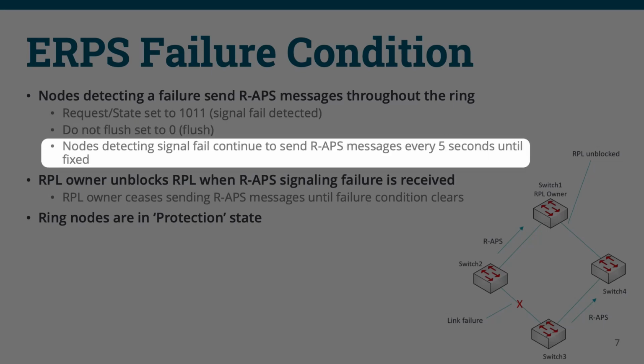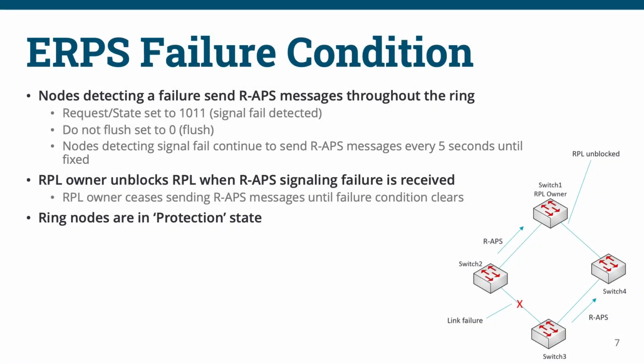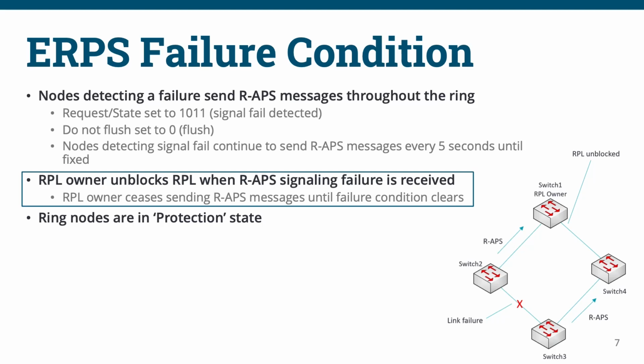The node which detected the failure will continue to originate these RAPS messages every 5 seconds until the failure is fixed. The node that detected the failure will place the port connected to the failed link in a blocking state to ensure a loop is not formed when the link is repaired. When the RPL owner receives the RAPS message indicating a failure is detected, the RPL will be unblocked to restore continuity to the rest of the ring, and the RPL owner will cease sending RAPS messages.